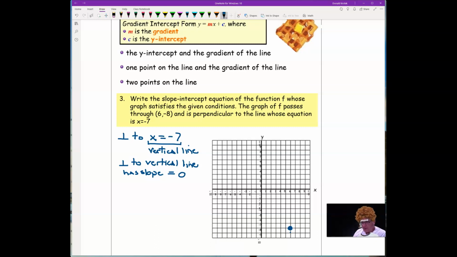So there's really nothing to do here because we know it's got to go through (6, -8), and we know it's a horizontal line. So our line is horizontal, going through (6, -8), and that would be y equals -8.